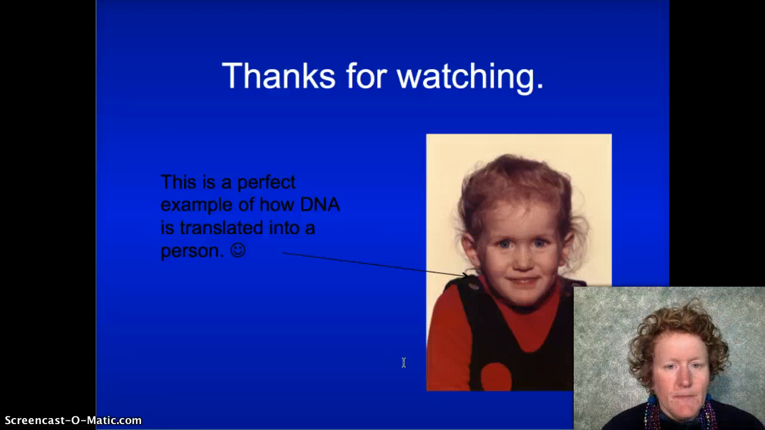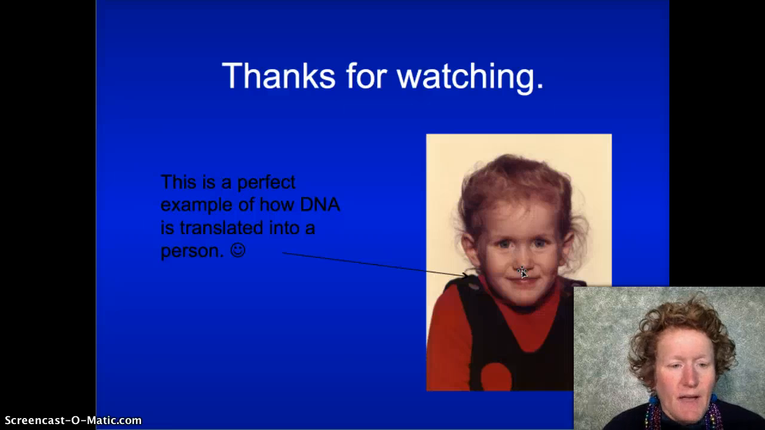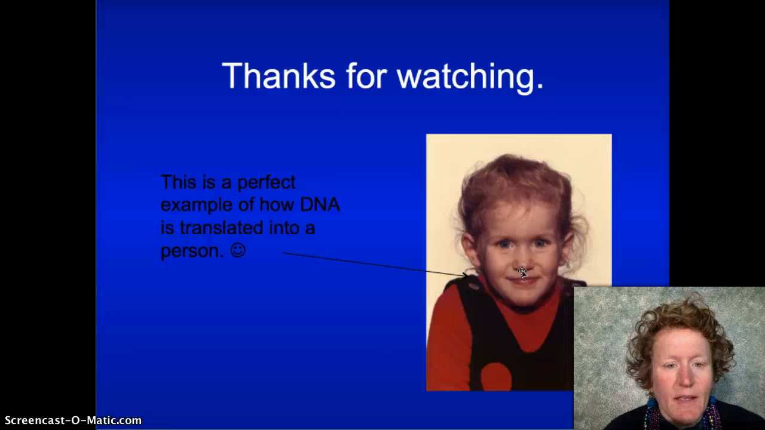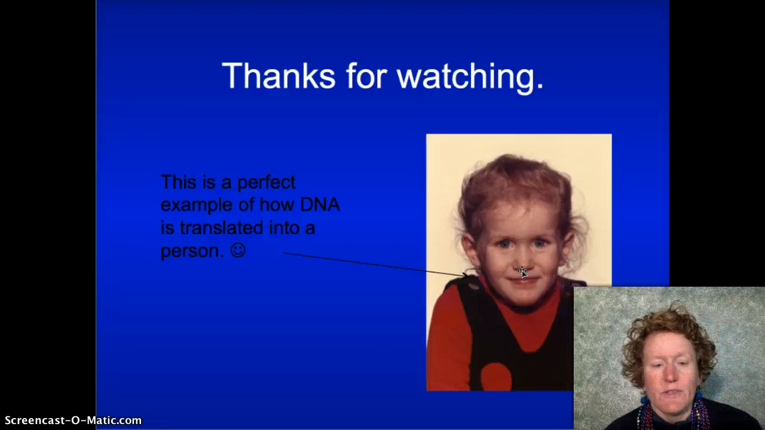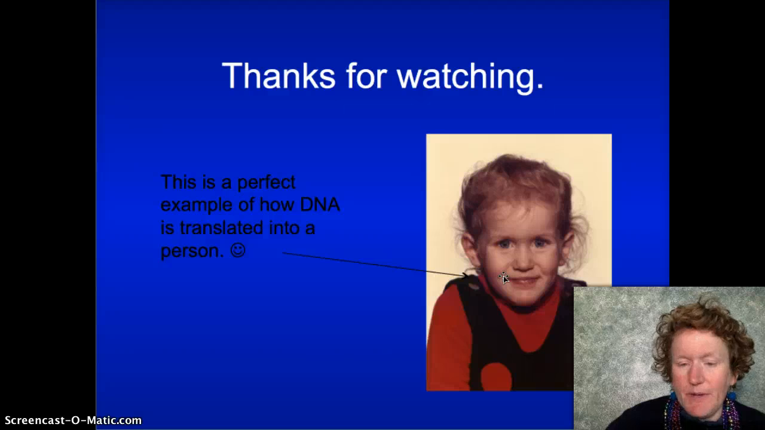So thanks for watching, and this is actually a picture of me. It's a perfect example of how one single cell with one copy of all of your DNA or 2 copies of all of your DNA, all your chromosomes, is translated into a person. You all came from one cell with just 2 copies of your DNA, and you turned into a person. Pretty amazing.